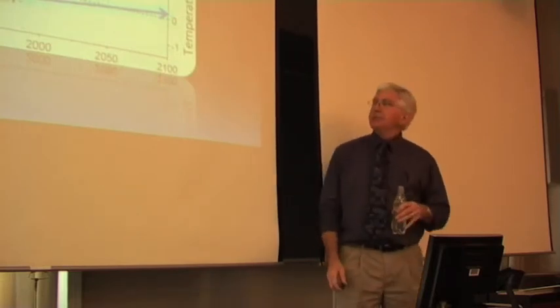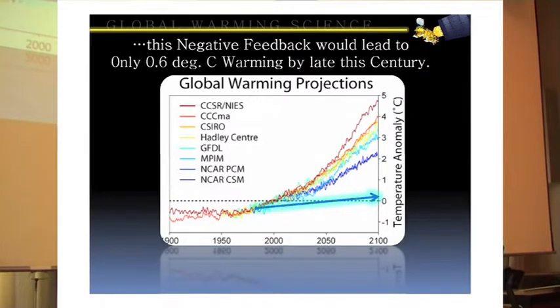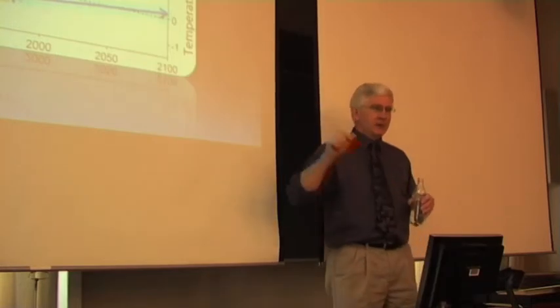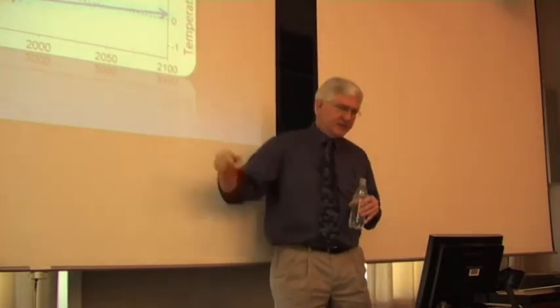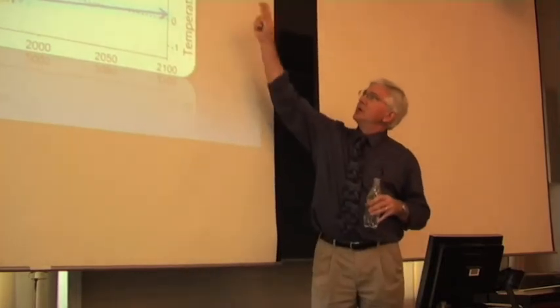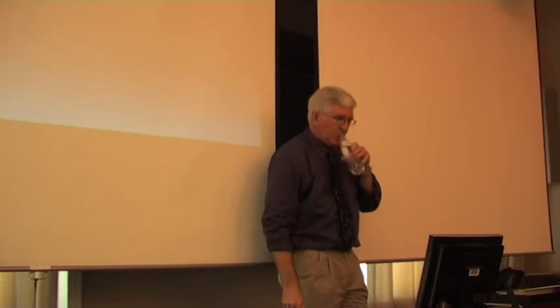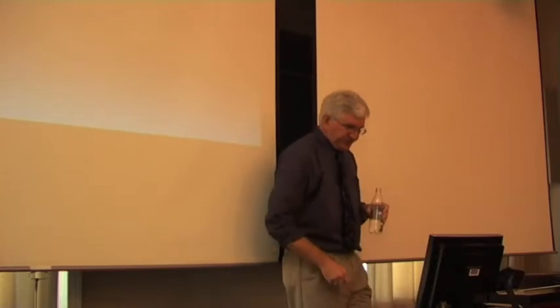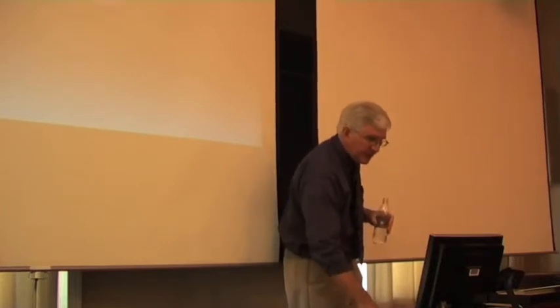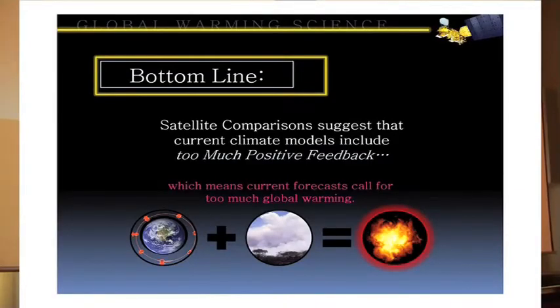So as I mentioned, if this feedback number we get, 6, if that is really the feedback operating in the long-term global warming, it would only be about 0.6 of a degree warming, much below any of the IPCC climate models. So the satellite data suggests that the climate models have too much positive feedback, which then results in too much global warming.